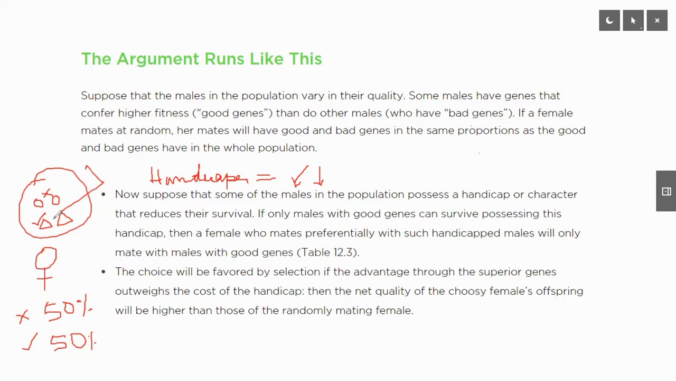Okay, so now come again to this example. When random mating is done, the female does not know anything about the good or bad genes. But if some of the individuals have a handicap phenotype, like that of the peacock tail, this is a sort of handicap. A peacock tail acts as a handicap. Why a handicap? Because it is a trait which gives less reproductive fitness to its possessor.